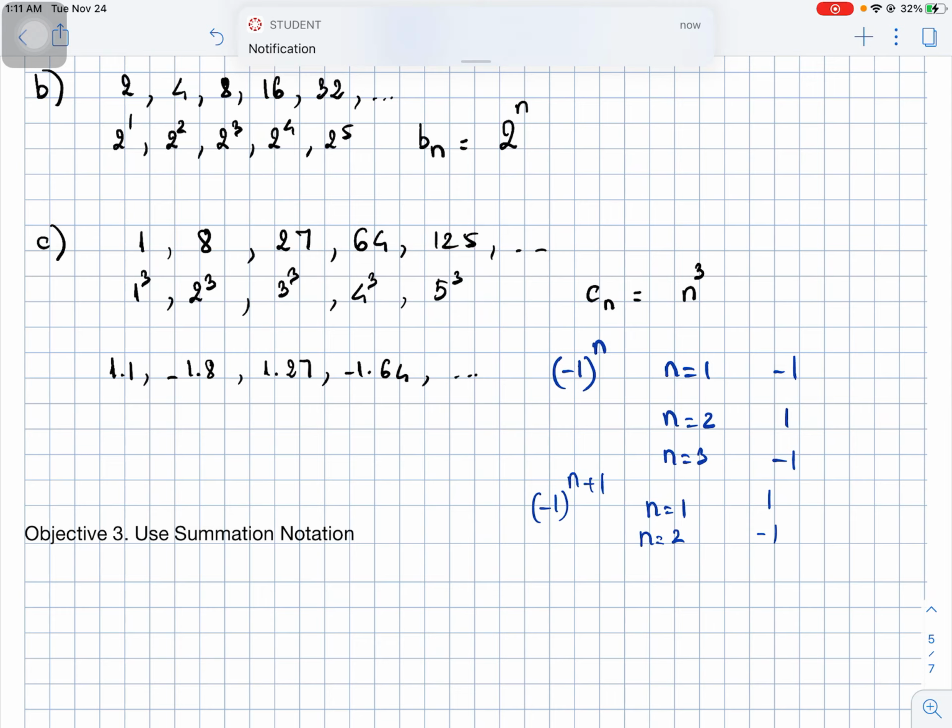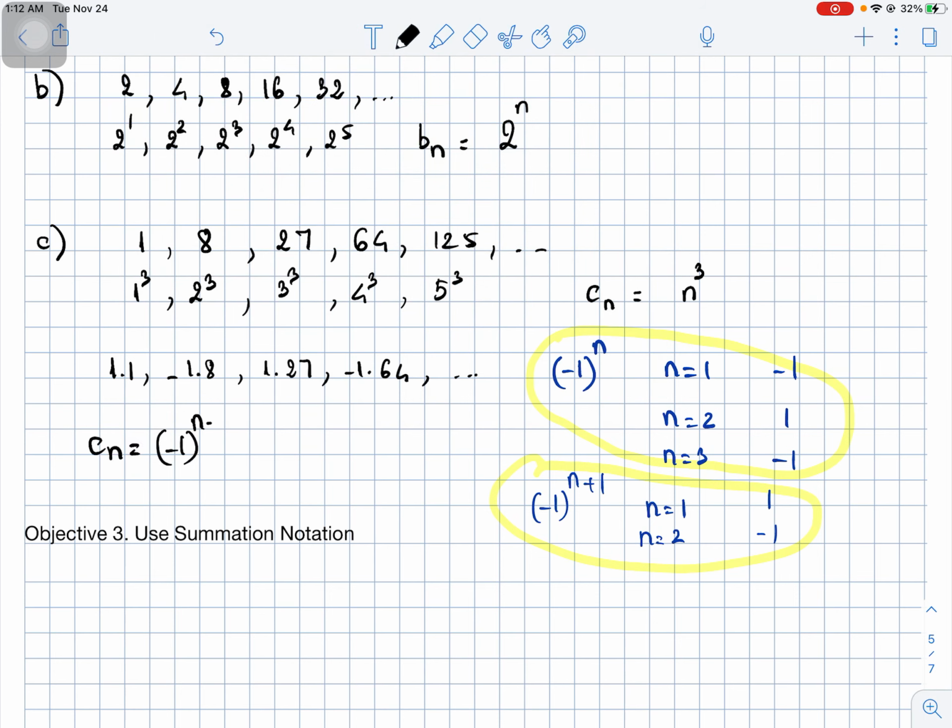Since our problem begins from the positive 1, we will choose the second option. Once again, if it begins from positive, you choose the second one. If it begins from the negative, you will choose (-1) to the n. For this problem, we're going to name it c_n again. So c_n will be (-1) to the n plus 1 times n to the third power.